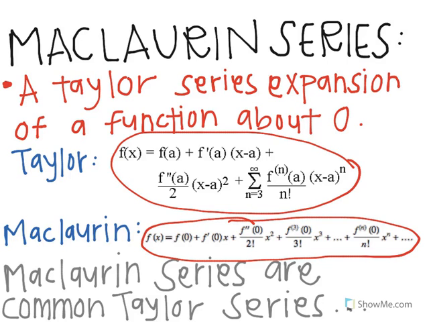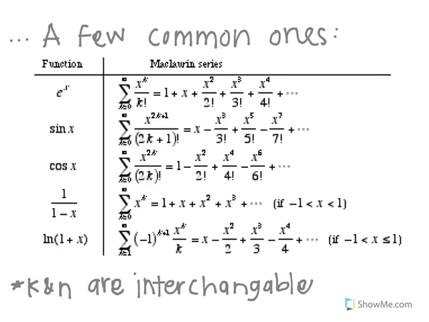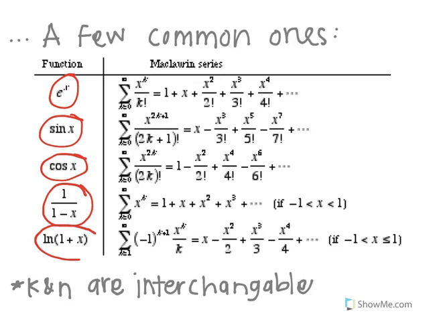Maclaurin series are common Taylor series, and some common ones are e to the x, sine x, cosine x, 1 over 1 minus x, and the natural log of 1 plus x. In this case, 1 over 1 minus x is actually geometric, and the 1 is the a and the x is the r. Each of these Maclaurin series has 4 terms that are carried across and the general term over here. For each of them, the general term in the sum comes first.